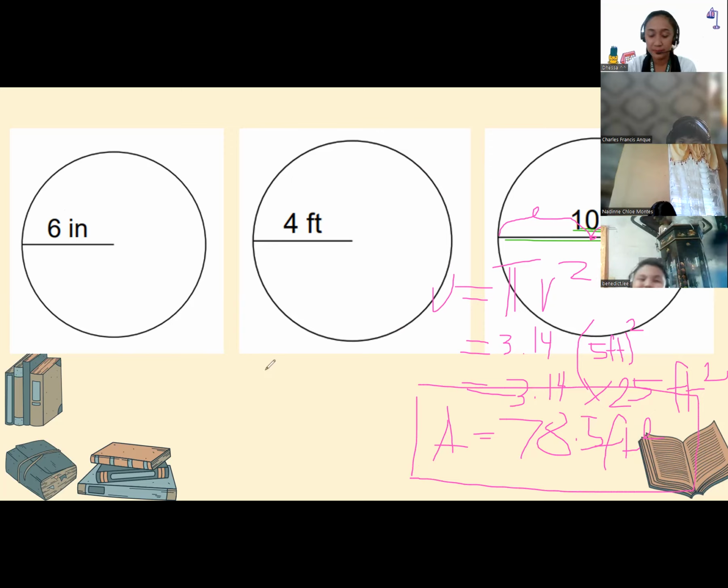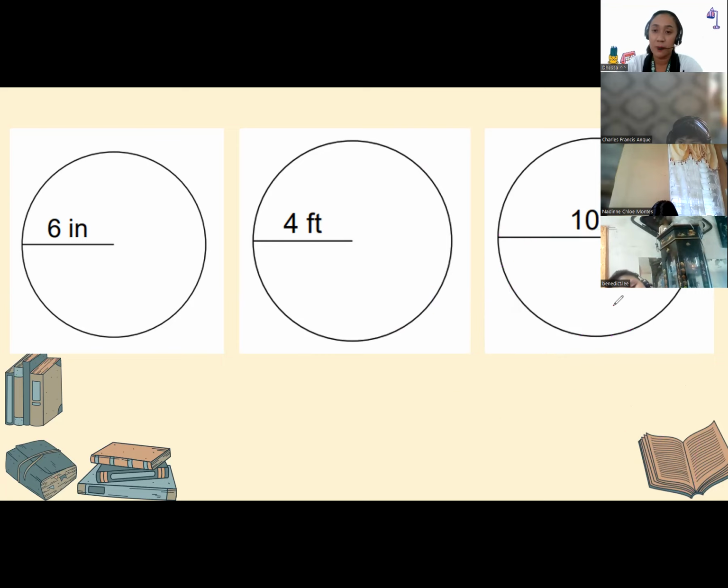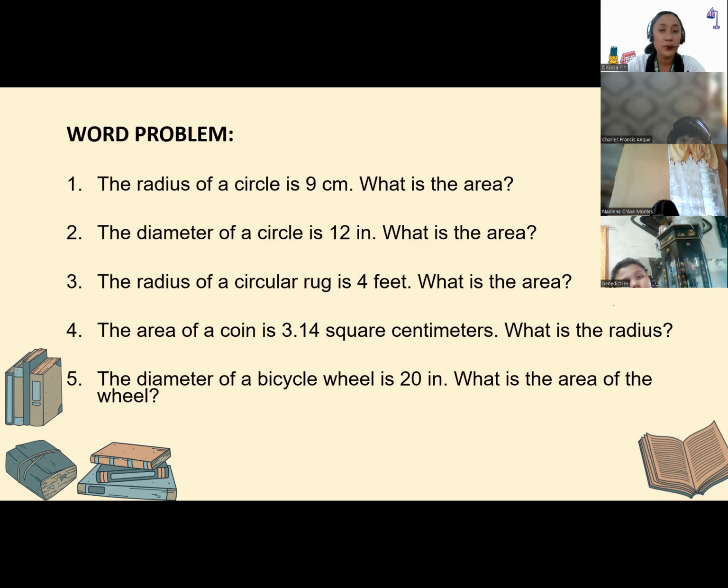Okay? Alright. Erase ko muna ito, ha? Next tayo. Okay. So, before we go, let's have a word problem. Sometimes, in your assessment, they will not give you some figure. A word problem talaga. Word problem like this.